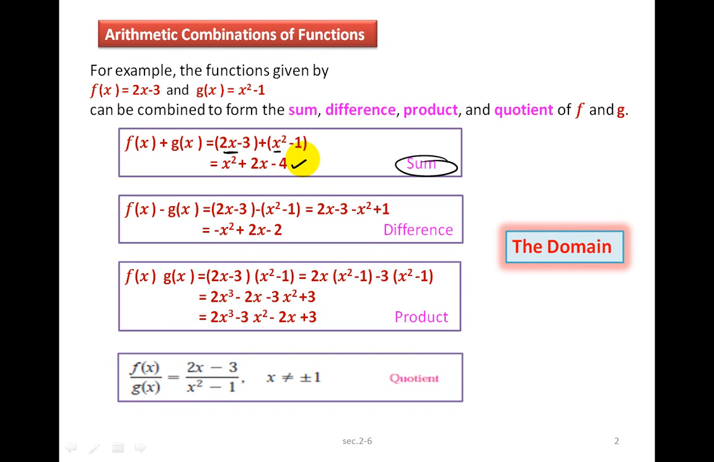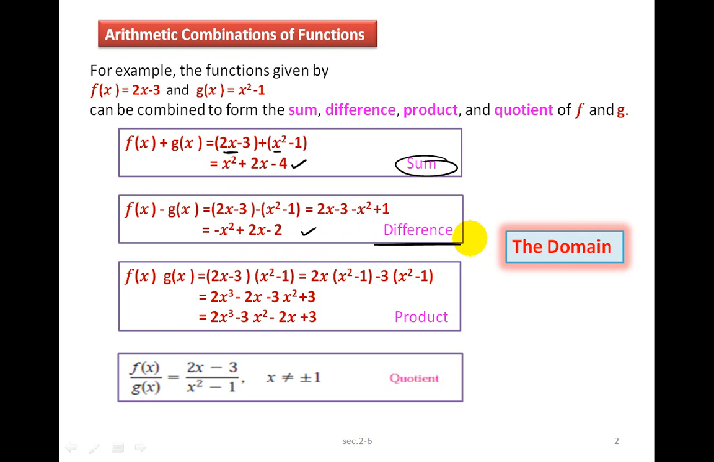Okay, what if we want to subtract them? Take f of x minus g of x. So x squared is the only term, as I told you here, so you will bring it with its negative sign. 2x is also the only term, so put it here. Minus 3 minus minus 1 will give you minus 2. So this would be the difference.